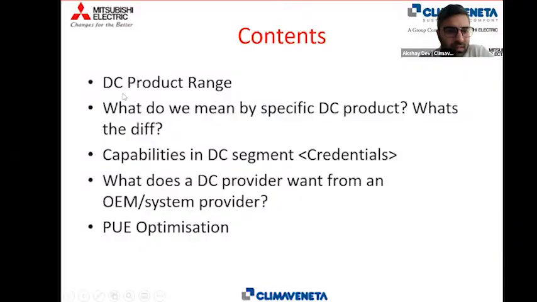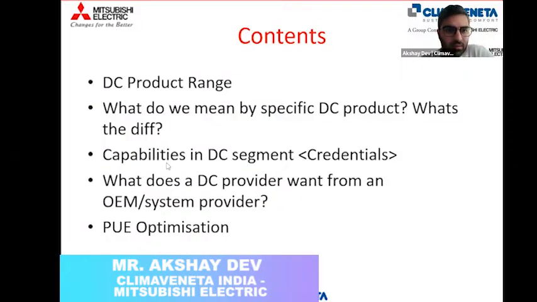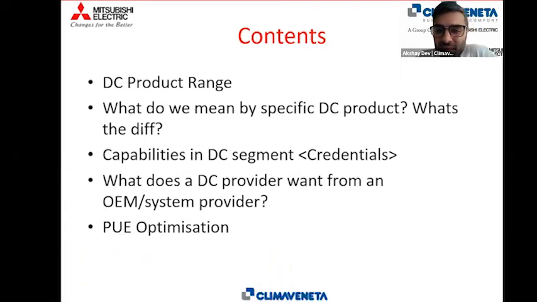So these are the 5 topics we'll speak about today. We'll talk about the DC product range. What do we mean by a specific DC product? What is the difference between a data center product and a comfort application or a pharma product? The only thing we'll speak about our organization is the capabilities and projects that we have done in DC, but we will not stress too much on this.